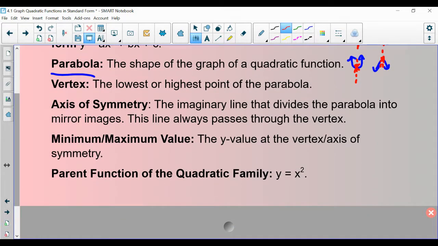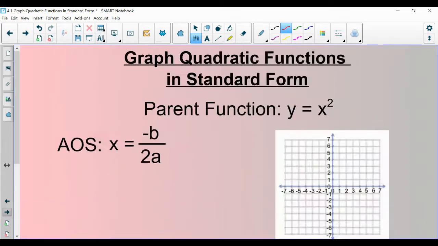Looks like we have one more definition. The parent function of the quadratic family is just y equals x squared. Parent functions, if you recall, are the most simple basic function without any transformations happening to it. The parent function for the linear family, for example, is just y equals x. And the parent function for the absolute value functions that we've graphed this year would be y equals absolute value of x. No transformations are happening. It's just the most basic function of its variety. And for the quadratic family, it's y equals x squared.